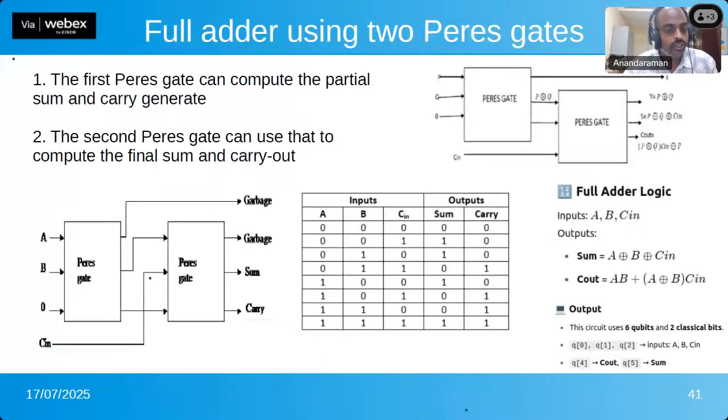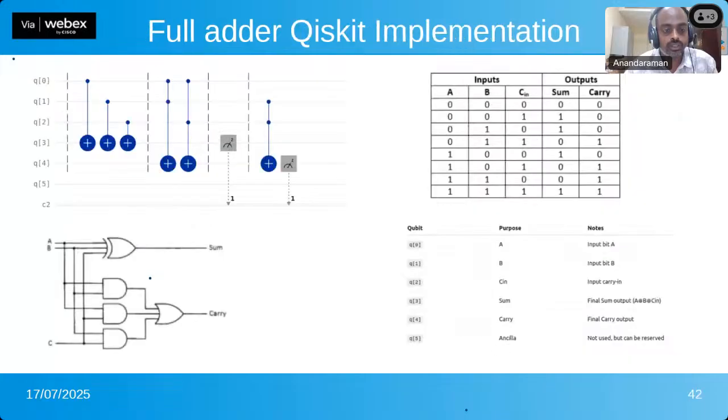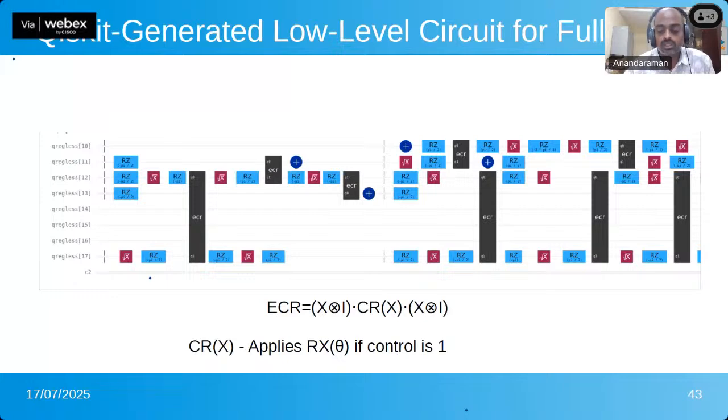Similarly, a full adder can also be created with two pairs of gates. I did not show it, but this is how the full adder circuit is transpiled. This ECR is an X gate into identity gate, then CR, controlled rotation, X gate, then X gate identity gate. This complete operation is nothing but a C naught operation, applying Rx theta if control is 1. So ECR is nothing but a C naught gate only.